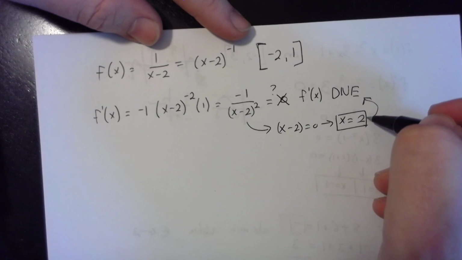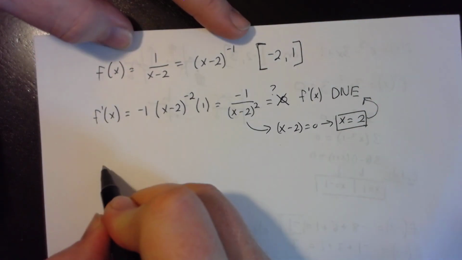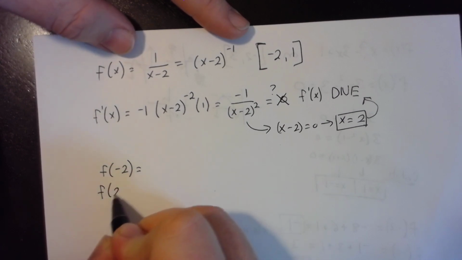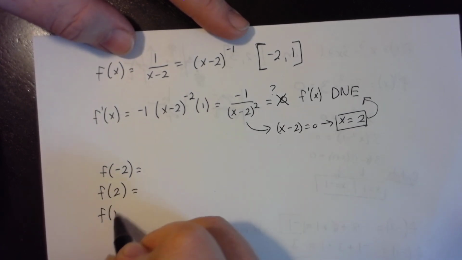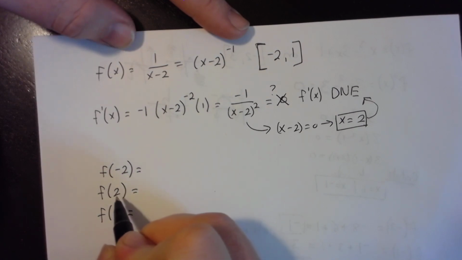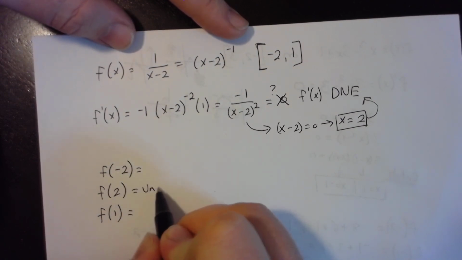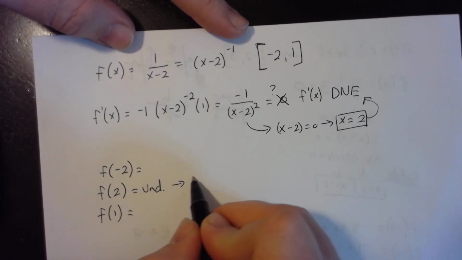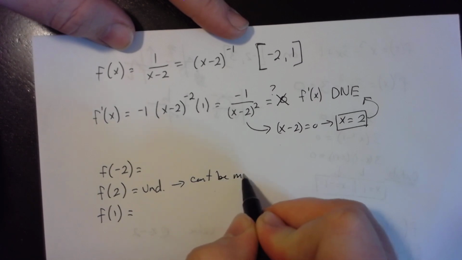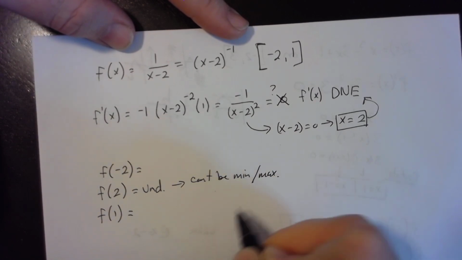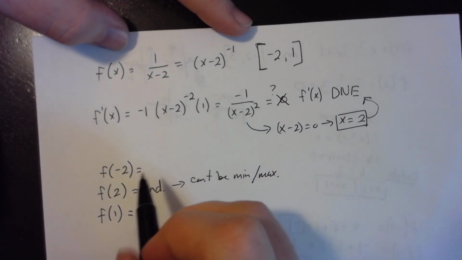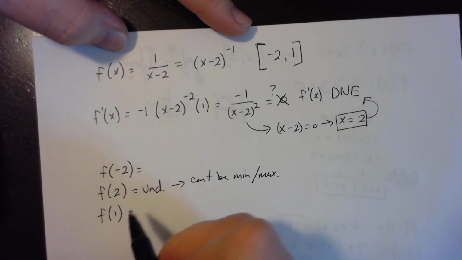Well, you'll notice if I try to plug in 2 to the original function. So down here, I'm going to do the same thing I did before. I'm going to plug in my endpoints, negative 2 and 1, and then plugging in my critical values. You'll notice that if I plug in my critical value, that is actually undefined. If it's undefined, it can't be a min or a max. Because again, for it to have a min or a max, it has to be defined at that location. We have to get a y value back. Which means that I'm left to having f of negative 2 and f of 1 having to be my absolute max and my absolute min.